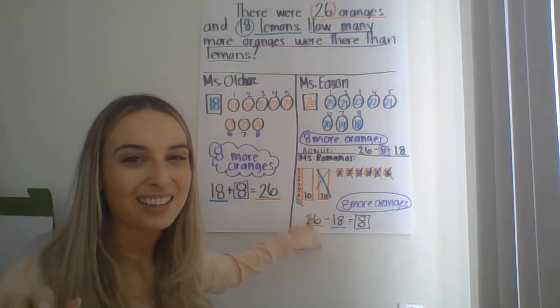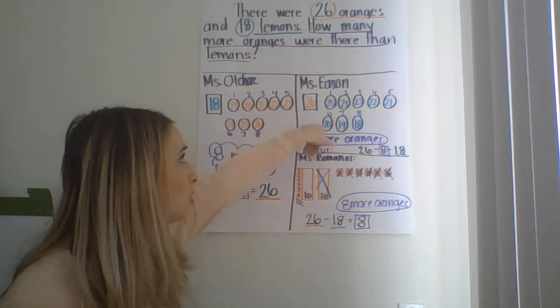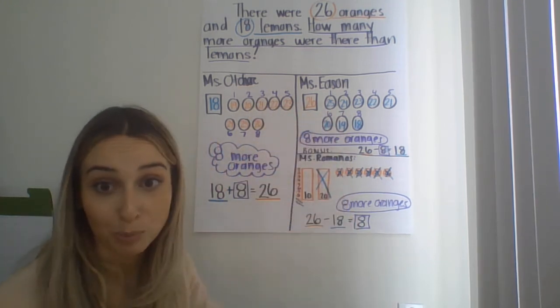I wonder which strategy you're going to try next. You may pause this and then tell your big person what strategy you think you want to try. Do you want to try Miss Autry's? Do you want to try Miss Eason's? Or do you want to try Miss Romanos' super tricky?